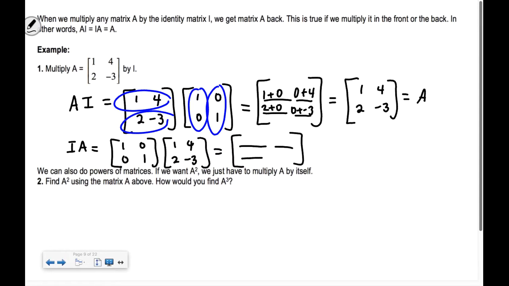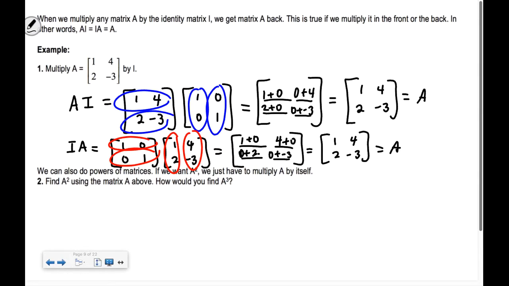We still have a 2 by 2. We circle the rows in the first, columns in the second, and then we multiply. So 1 plus 0 gives me 1, and then 4 plus 0 gives me 4. Then 0 plus 2 gives me 2, and then 0 plus negative 3. Again, we get 1, 4, 2, negative 3. We still get A out. So that is a case where the commutative property does work when we're multiplying by the identity.